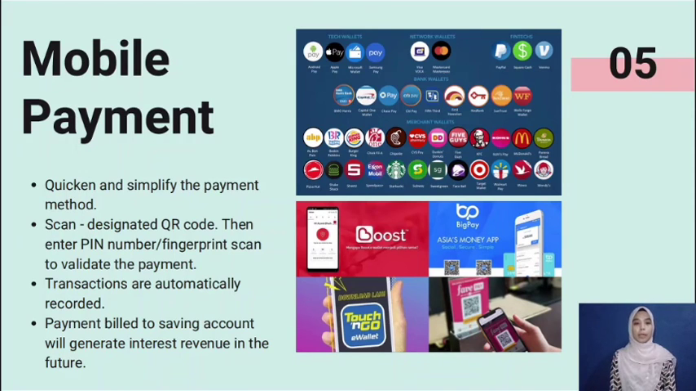Lastly, by implementing mobile payment, a business can transform from conventional platform to digital business operation. Mobile payment quickens and simplifies the payment method. The buyer will only need to scan the designated QR code, then enter a PIN number or fingerprint scan to validate their payment. Besides that, the transactions are also automatically recorded in the bank transaction history, so the owner does not have to worry about fraud being committed by their workers. Other than that, payment billed to savings accounts will generate interest revenue in the upcoming future.